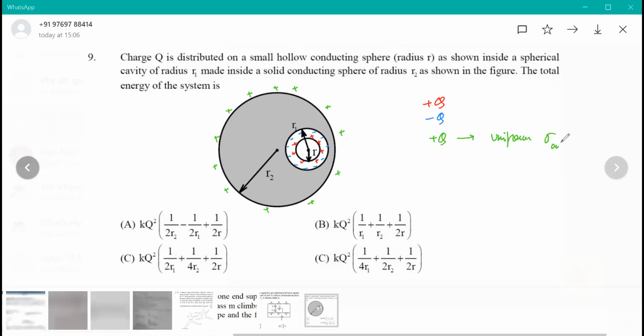So this is also a uniform distribution. It is a uniform sigma on the outer surface of plus q upon 4 pi r2 square. This is also a uniform distribution on the inner surface, even though they are not concentric. And this is uniformly distributed on the inner sphere. So Bhumik, is the charge distribution clear to you?